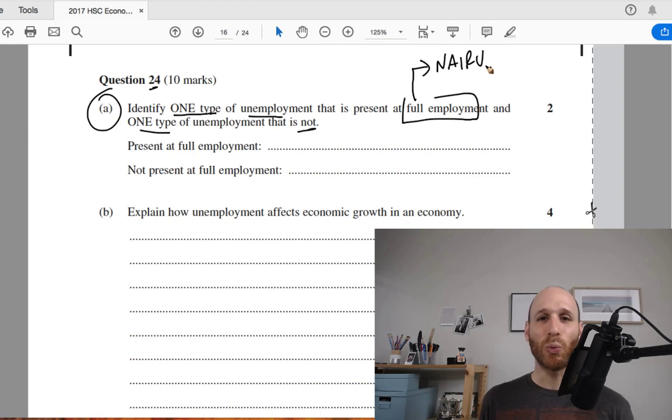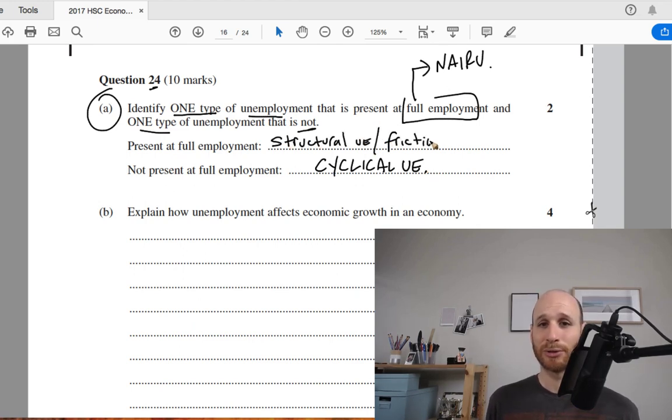So we know that when an economy is at full employment, there is no cyclical unemployment. But there are a whole bunch of other different types of unemployment. For example, so this question is really saying, can you show that you know what happens at full employment at the NAIRU?